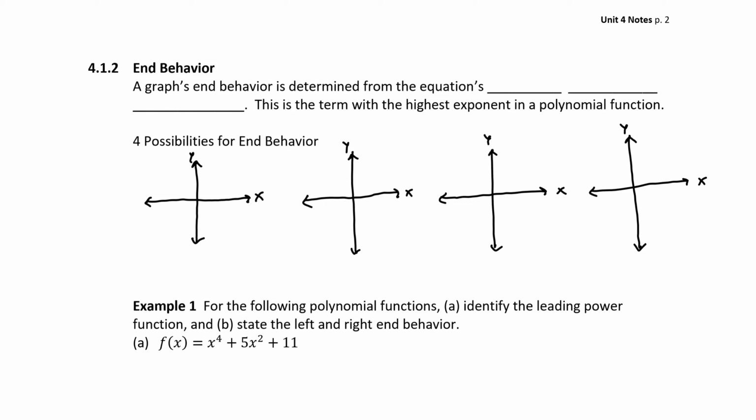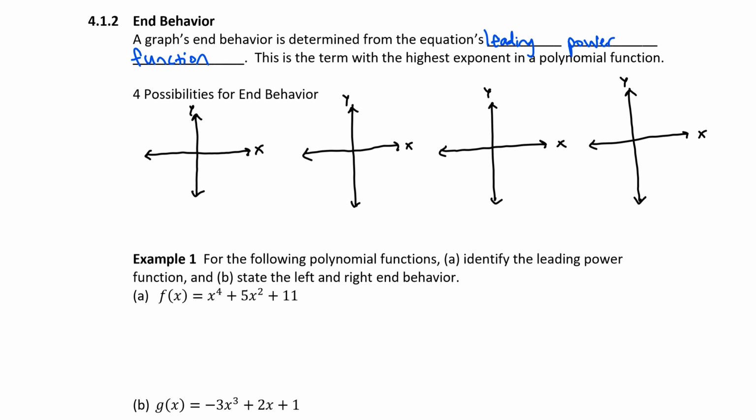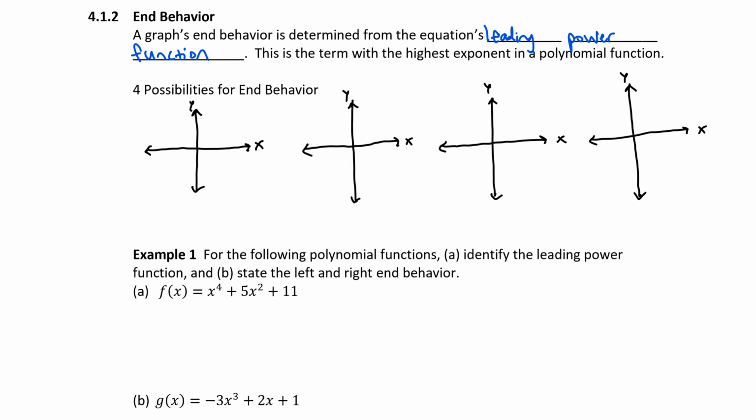Section 4.1.2, End Behavior. A graph's end behavior is determined from the equation's leading power function. This is the term with the highest exponent in a polynomial function. So before we talk about the possibilities for end behavior, let's drop down to example 1.